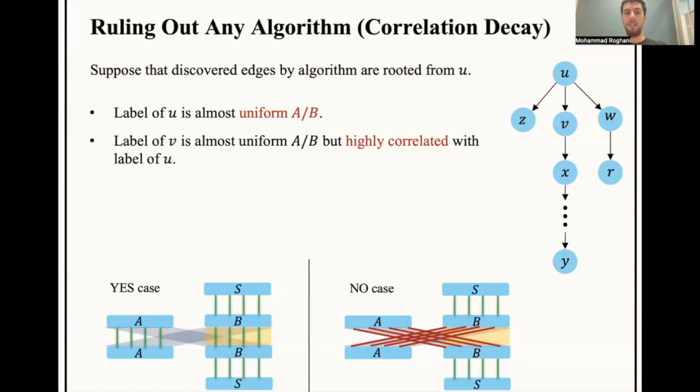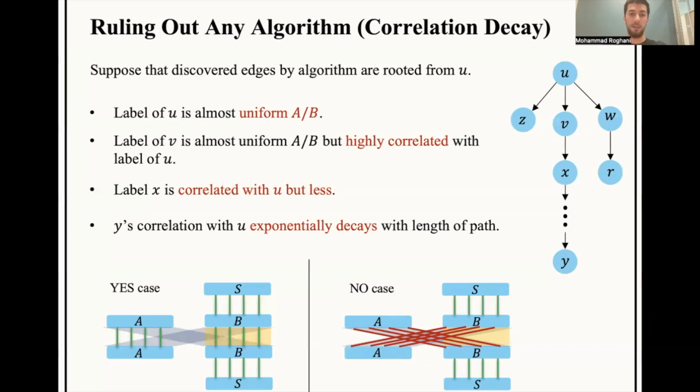But the label of V is also uniformly between A and B, but it's highly correlated with the label of U. For example, if U is going to be an A vertex, then we know that V is going to be a B vertex with high probability because of this gadget between A and B vertices. Also, the label of X is correlated with the label of U, but it's less correlated compared to V. So consider this long path, then we know that the correlation with the U label is going to exponentially decay with the length of this path.